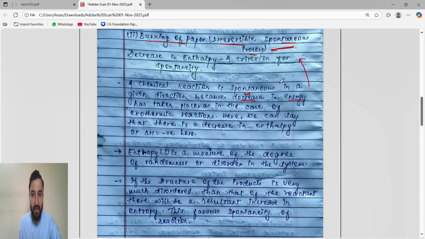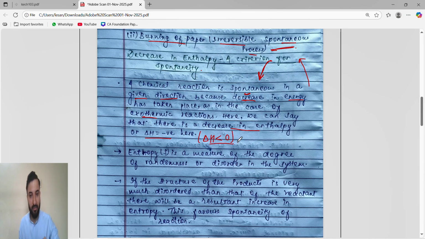If there is an increase in energy, then the direction is that the heat will come to the system. So the direction will be fixed, either for a decrease or an increase in energy. A decrease in energy means, in this case, exothermic, as I have explained. Here we can say that there is a decrease in enthalpy, meaning delta H is negative, or in brackets we can write delta H is less than 0.